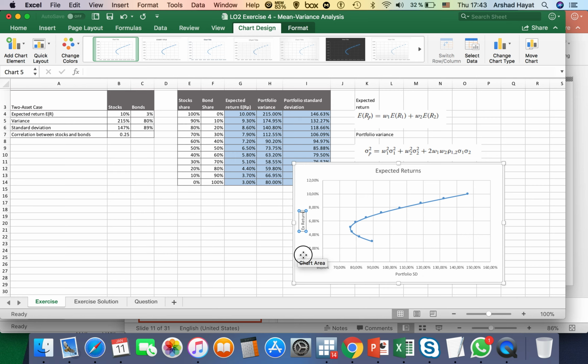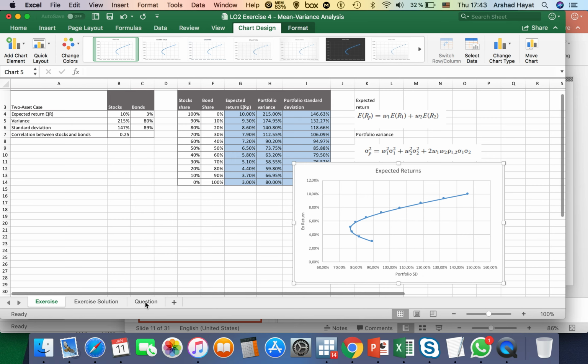So this is the exercise. Go to the question. You will find the file on the website. Go to the question and solve the question and upload your answers. Thank you very much.